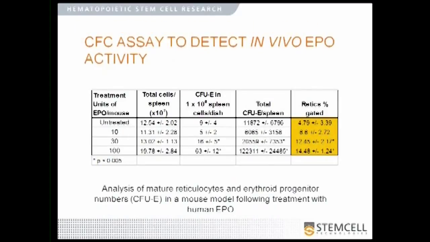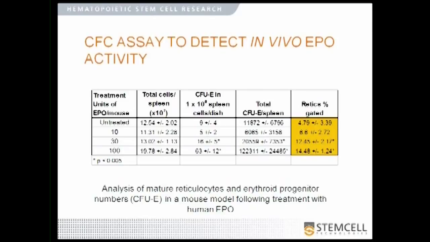Based on this, we performed our own in-house experiments in mice in normal oxygen conditions to determine the effects of injecting human recombinant EPO into mice. In this experiment, different concentrations of EPO were injected subcutaneously into groups of 5 mice for 2 consecutive days. At day 4, mice were sacrificed and the number of CFU-E colonies in the spleen, as well as reticulocytes in the peripheral blood, were analyzed.